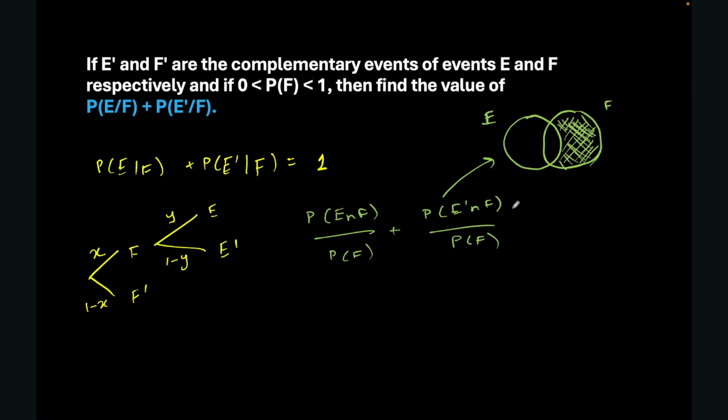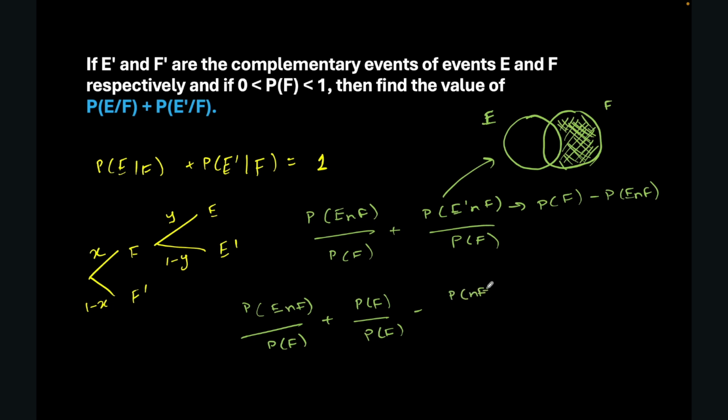Okay, so now this can be rewritten as the probability of F minus the probability of E and F. So now I have the probability of E and F divided by the probability of F, plus the probability of F minus the probability of E and F, divided by the probability of F. This and this part cancel, and I'm left with 1. Okay, that's it.